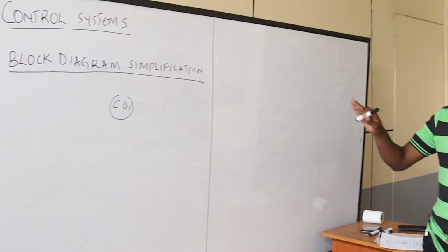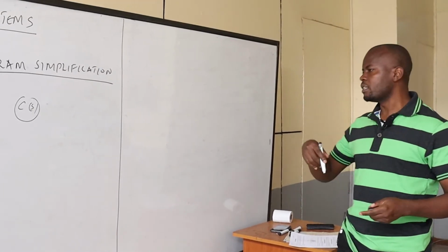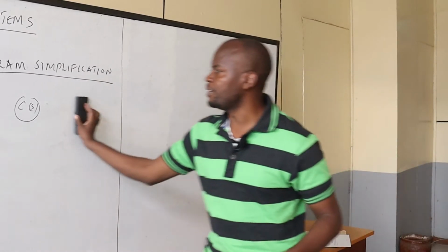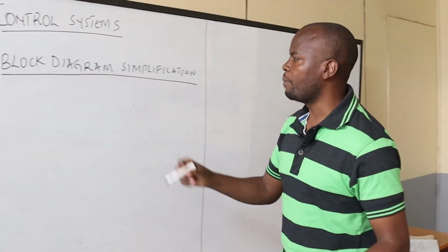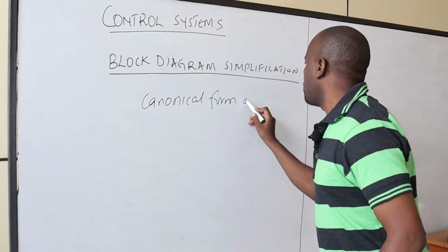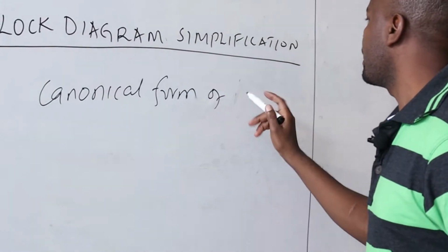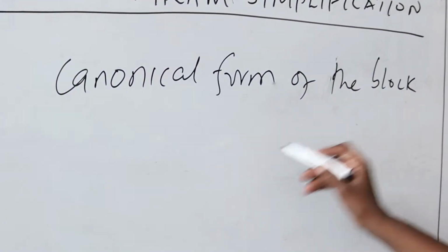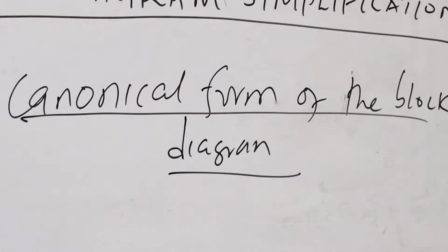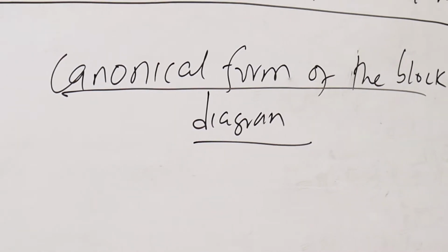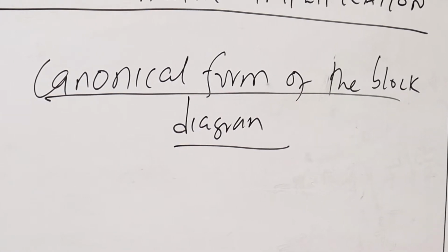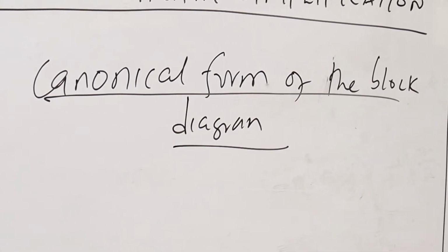And when you want to obtain that, then we usually talk about something we call the canonical form of a block diagram. Under block diagram simplification, we can talk about the canonical form of the block diagram. So when you talk about a canonical form of the block diagram, we are simply talking about a block diagram that only has one forward element and one feedback element, and it represents a closed loop system.